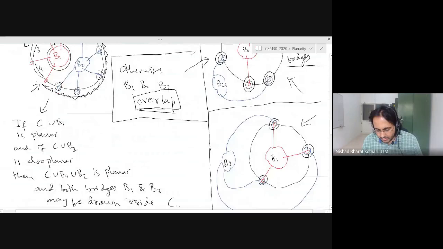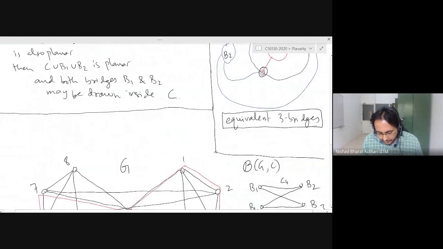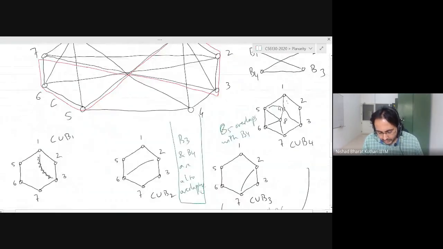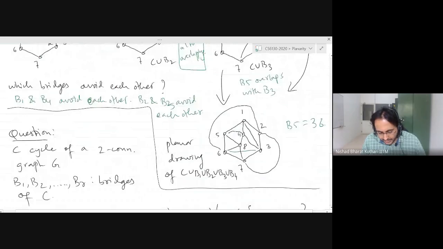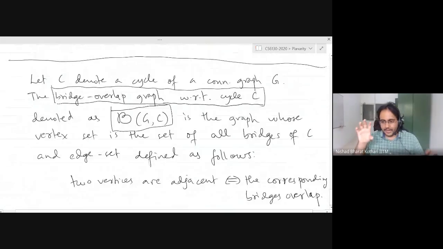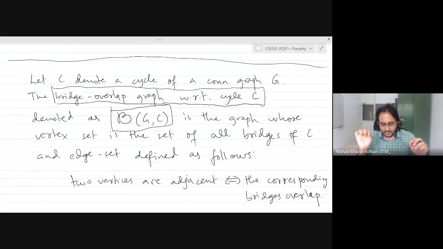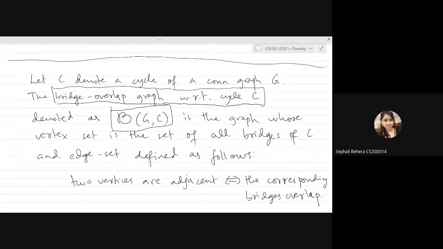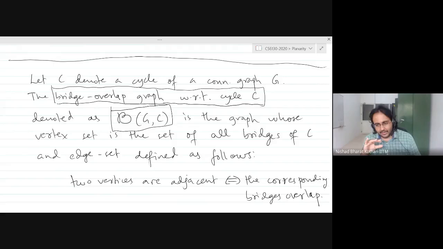Okay. Yeah. So if you can check whether two bridges overlap or not, then you can construct this graph, the bridge overlap graph. You just make a vertex for each bridge, and whenever two bridges overlap, you put an edge between them. Does that make sense? Yeah. Okay. So all of this can be done in linear time, right? So now we are getting close to an algorithm for planarity.